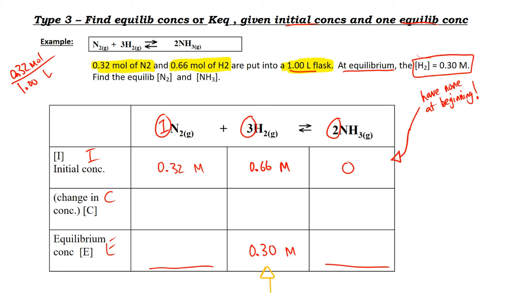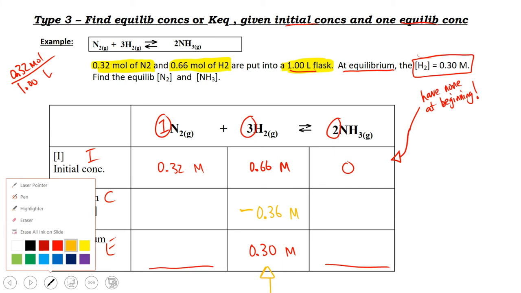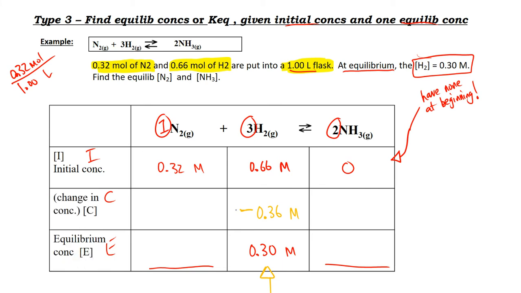I started off with 0.66 moles per liter of my hydrogen. I end with 0.30 moles per liter of that hydrogen. So obviously that's gone down, that's a decrease. So I'm going to put a negative to show the decrease, and it's a change of 0.36 moles per liter. So start with the column where you have two things. You have enough information to figure out that missing box. Now it gets a little bit more figuring out.